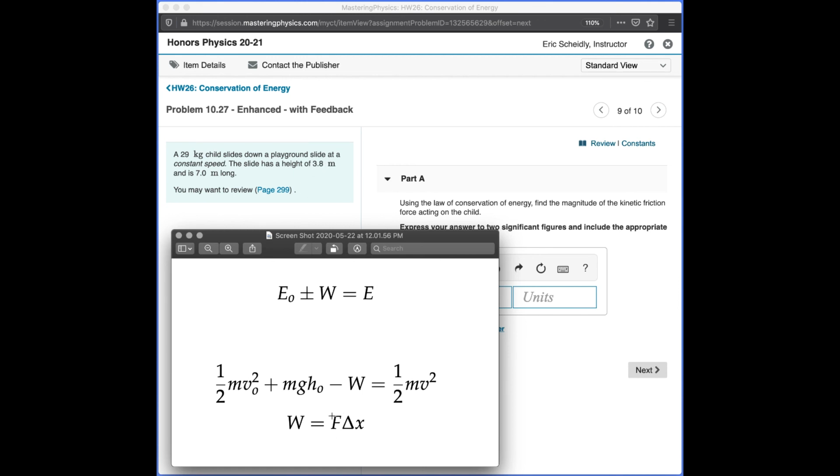Well, that work is the force of friction. Here I used a capital F, but it's the force, which is the force of friction in this case, multiplied by delta x, where delta x is the 7 meters going down the incline. So taking the work calculated from the conservation of energy and dividing by the 7 meters of displacement, I'll get the force of kinetic friction on the child in newtons.